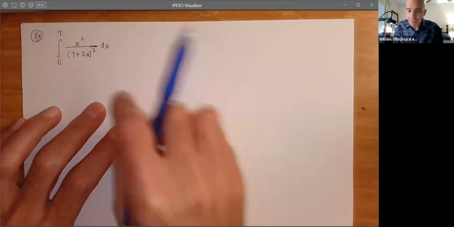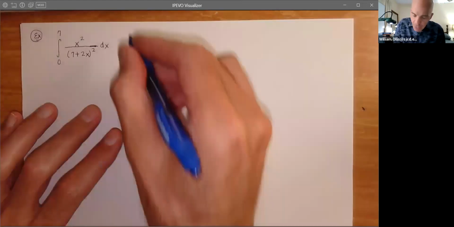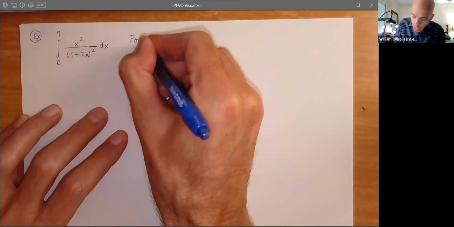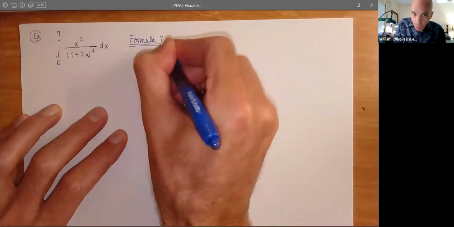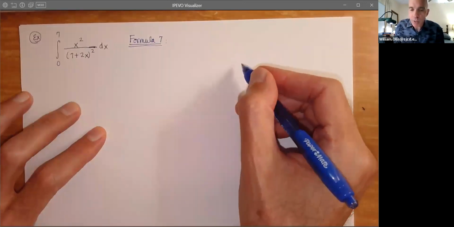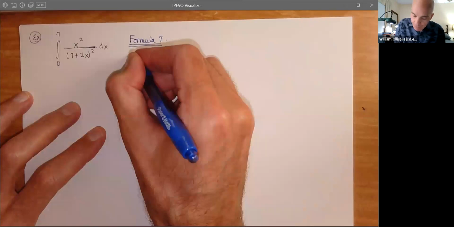Now, this one, we call these the a plus bu type. And so this is formula 7. So you look through your integral table and we get a formula 7 that looks like this. This is similar to one that you would derive using partial fractions. So we have the following.